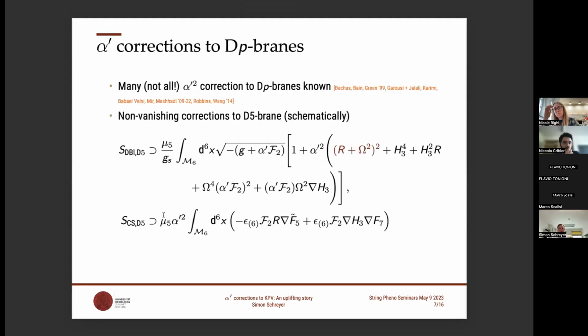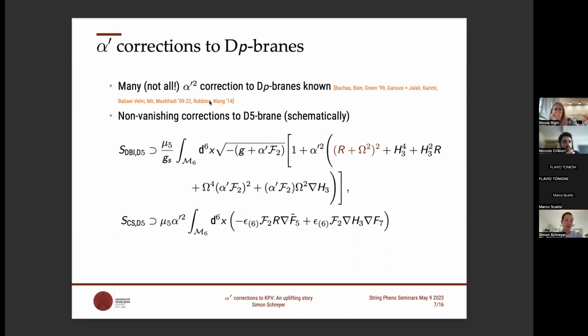Okay, so let's study the literature and see what we know about alpha prime corrections to Dp-branes. We find that there are many, but not all corrections at order alpha prime squared known. There are curvature corrections, which have already been calculated for the NS5 brane in our last paper. And these corrections are due to Brane-Green. And then there are also flux corrections by Garuzzi and his students, and also in this paper by Robbins and Wang.